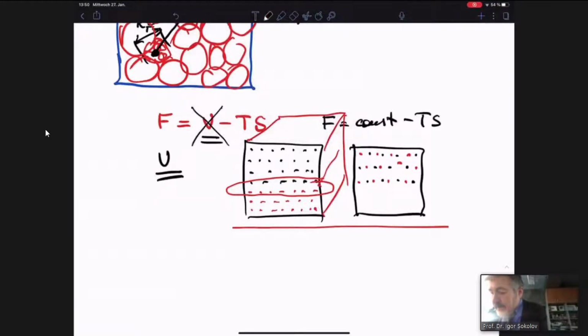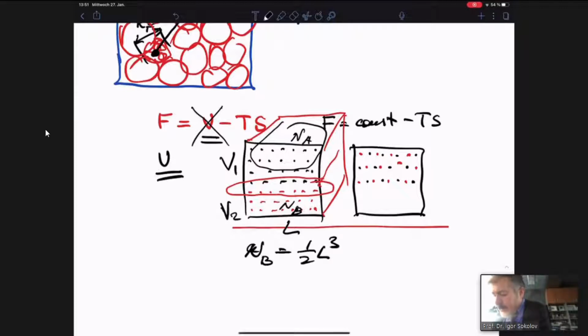Then I have the volume here with the total of Na atoms, and here I have a volume with the total of Nb atoms. And if the concentration of A is given, then this is, let's call it V1, this is V2. Let's say half A, half B, this is L. So I will have Nb equal to 1/2 L cube divided by a cube, and Na equal to 1/2 L cube divided by a cube.